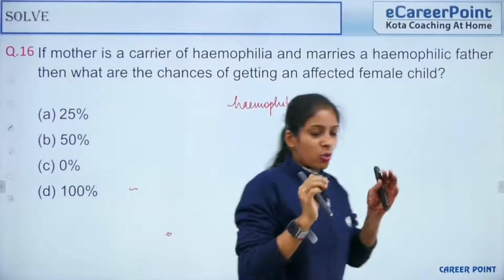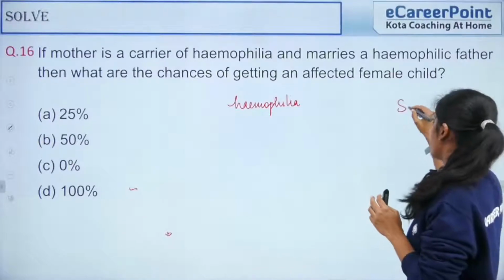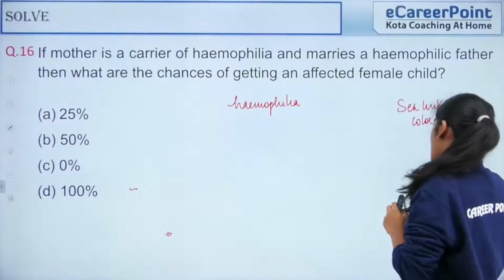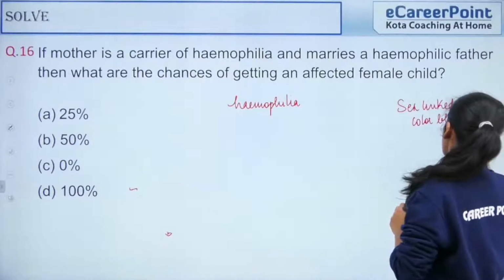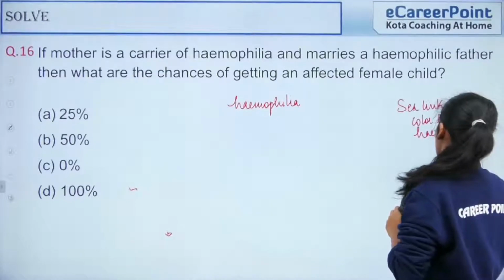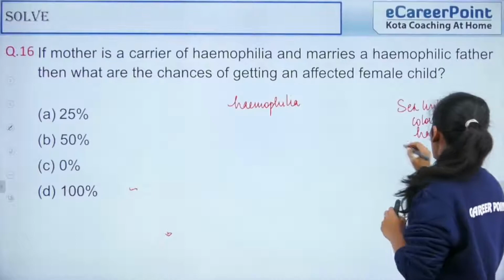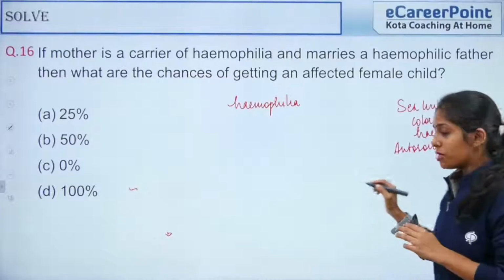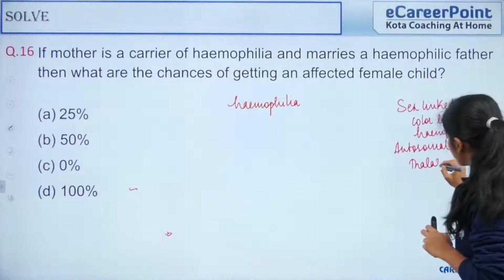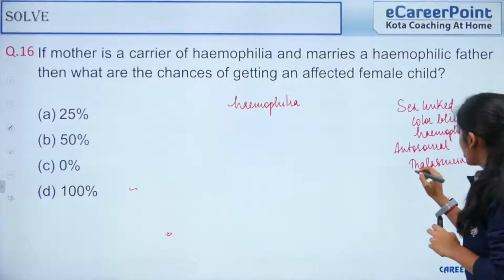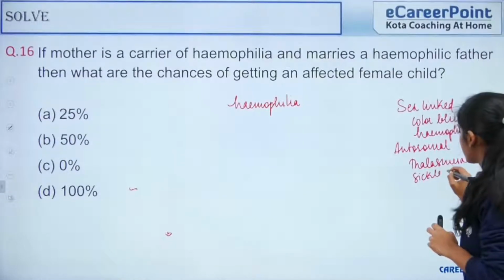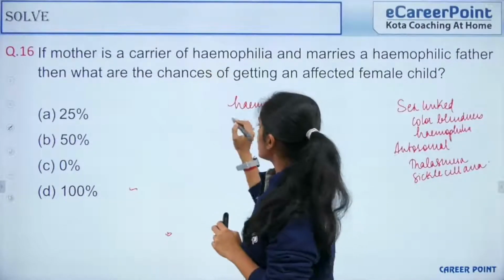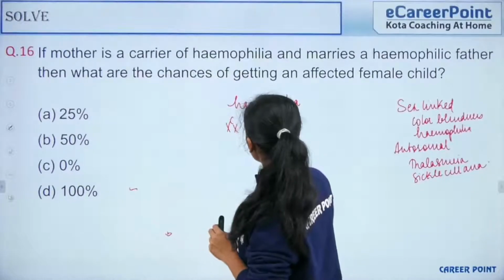So okay, what are the sex-linked disorders? This is very important. You tend to get confused. Sex-linked disorders will be your color blindness and your hemophilia. So what are the autosomal diseases that we read? Autosomal diseases can be thalassemia. Then you have your sickle cell anemia, phenylketonuria, all that.